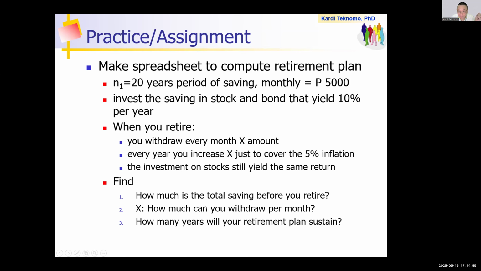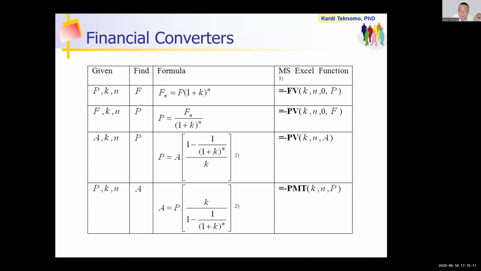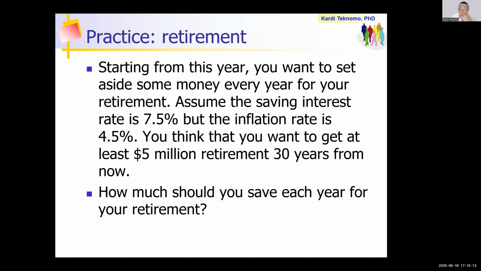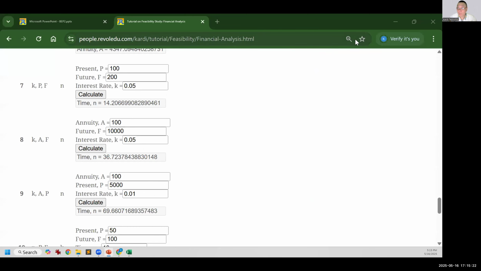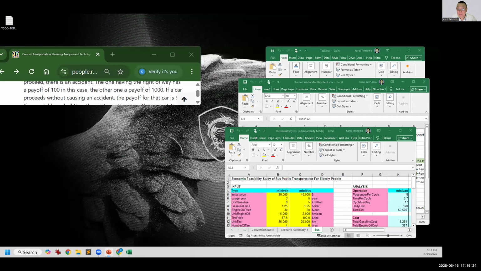Then you're supposed to get how much total savings you can withdraw per month after you retire. And then the question is how many years can your retirement sustain? And what else? Aside from that, you can also use the same technique of analysis.